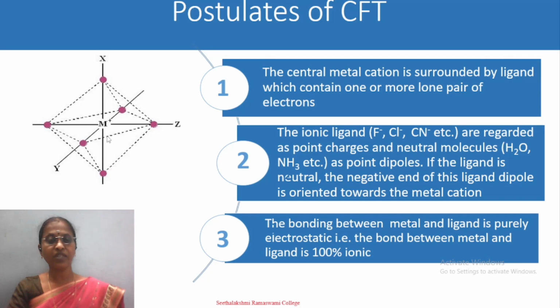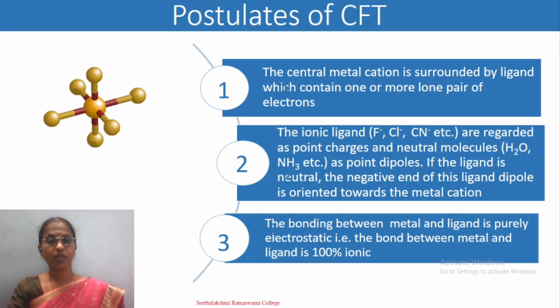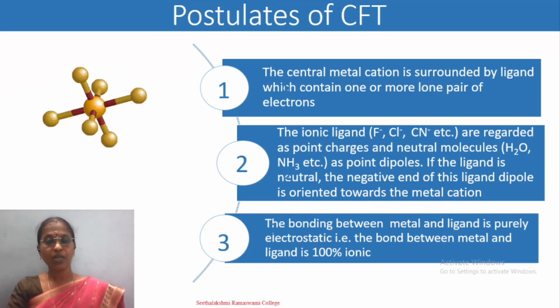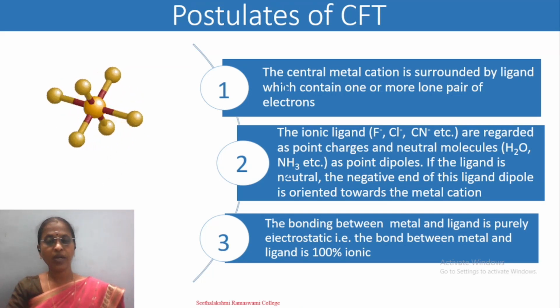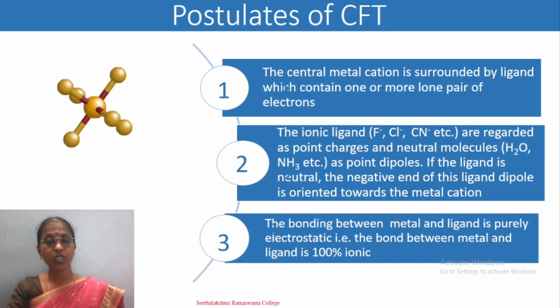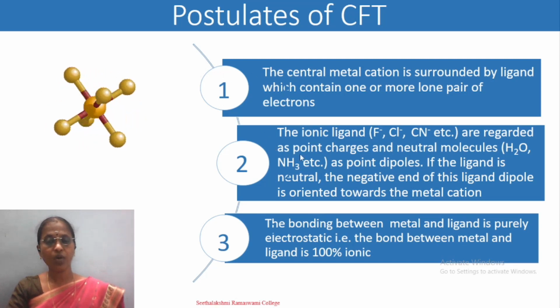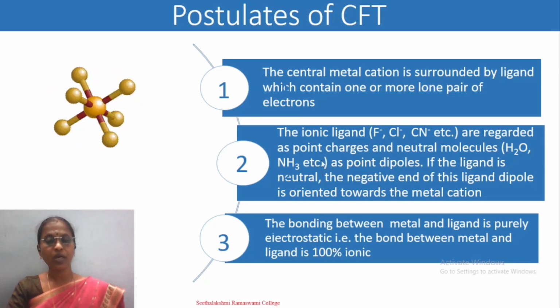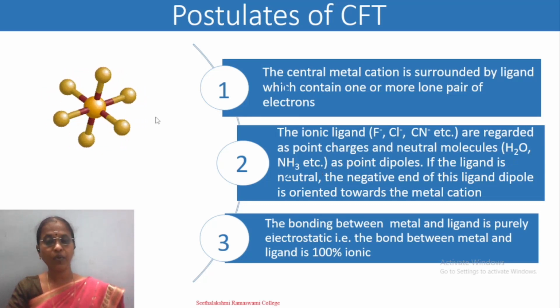Postulates of crystal field theory. The central metal cation is surrounded by ligands which contain one or more lone pairs of electrons. The ionic ligands, for example, fluoride ion, chloride ion and cyanide ion, are regarded as point charges, and the neutral molecules, for example, water and ammonia, are regarded as point dipoles.